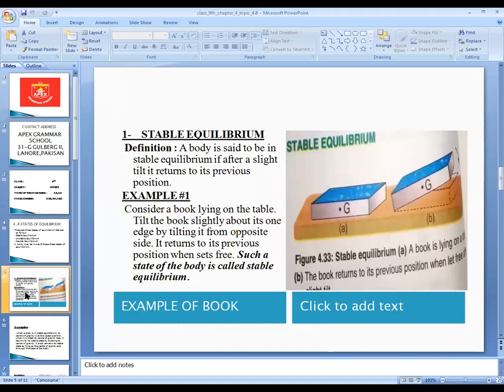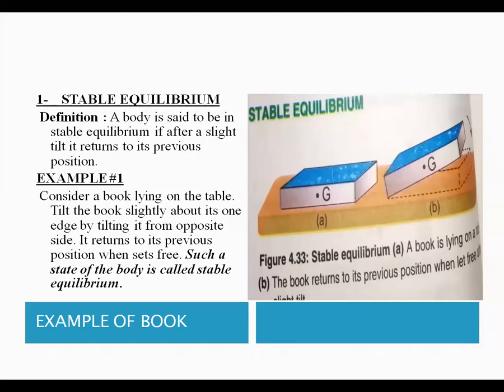Next, stable equilibrium. What is stable equilibrium? Let me read the definition for you first. A body is said to be in stable equilibrium if after a slight tilt it returns to its previous position.